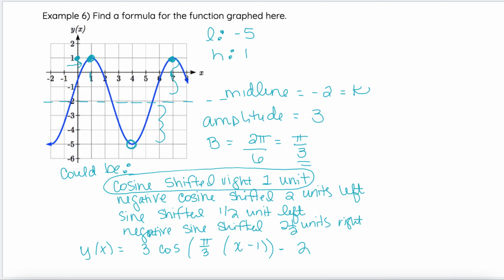How many units does it take us to go from the start to the end? Over here until we, that's not quite right. It should be well over here. So it takes about 10 units to go from where we start to starting the pattern over again. So our B value is pi over 5.